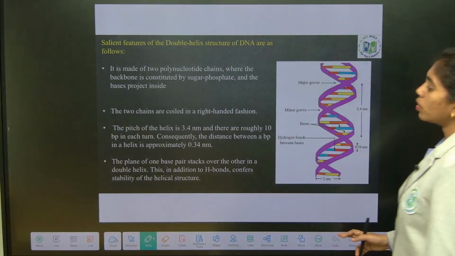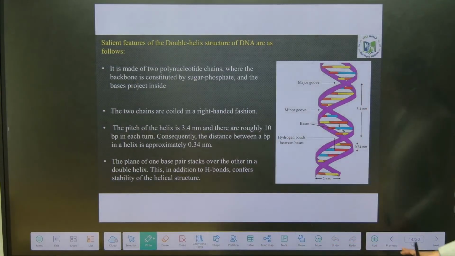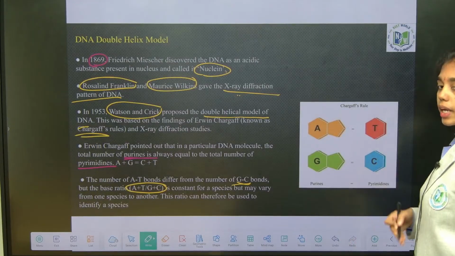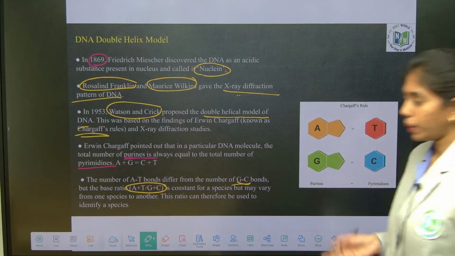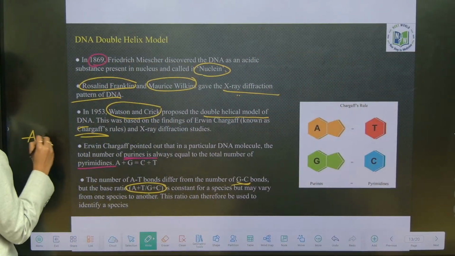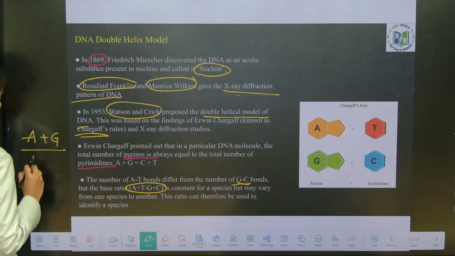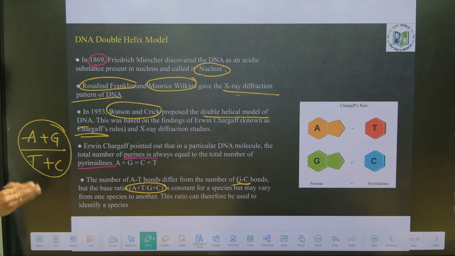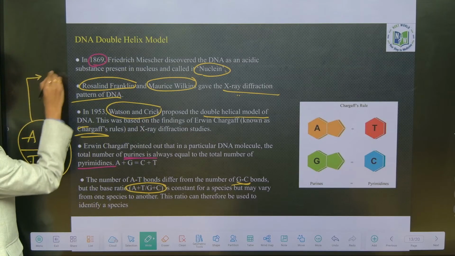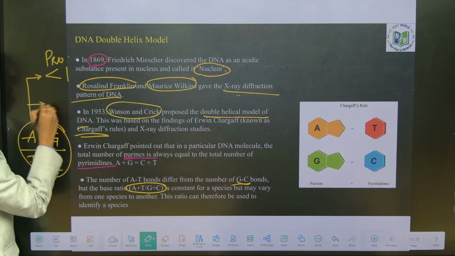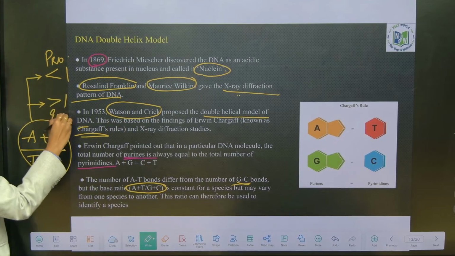Now we will move on to the salient features of DNA. As this has come, there is one more ratio. Anyhow, in Chargaff's rule we will learn again, but here you remember A plus G by T plus C. The ratio of this will be variable in each organism. That will be less than 1 in prokaryotes, more than 1 in eukaryotes.